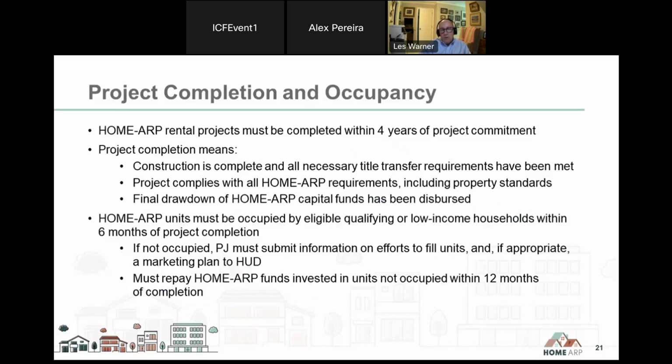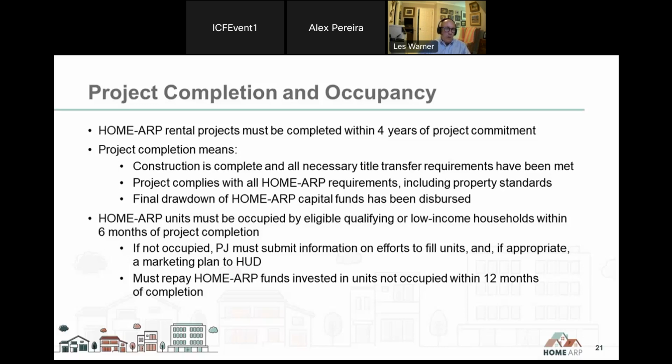So we have some rules about not only how quickly that project is up and running and occupied, but then also about the term, the affordability period for this that we're going to talk about. So our HOME-ARP rental projects need to be completed within 4 years of project commitment. So that written agreement is going to call out, usually it's going to include a timeline that's expected for that, which probably was part of the application when it was submitted for funding. But our maximum here is 4 years for project completion.